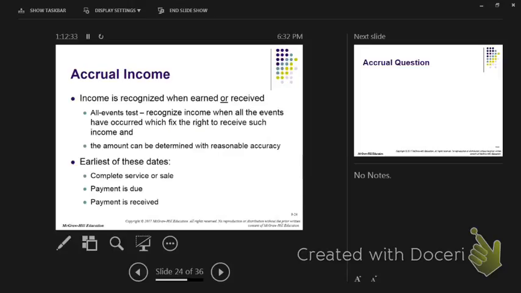You and I are going to be putting our income on our tax return based on our W-2, which is going to be when we got paid. Right? So all events are recognized when the events have occurred, which fits right in with the income. It's reasonably accurate. Earliest of these dates: completed service, payment is due, or payment is received. So that's accrual based.